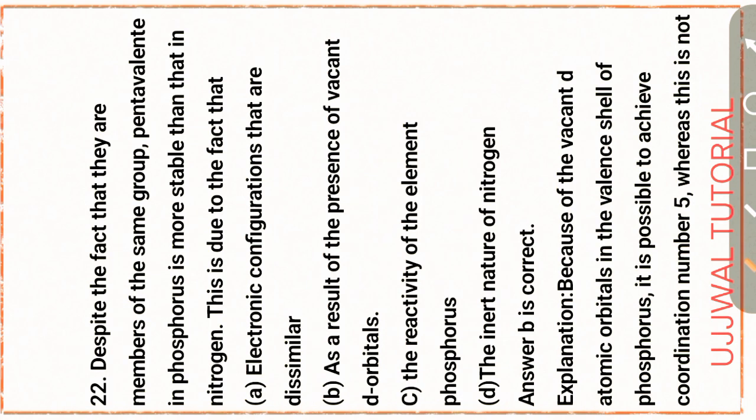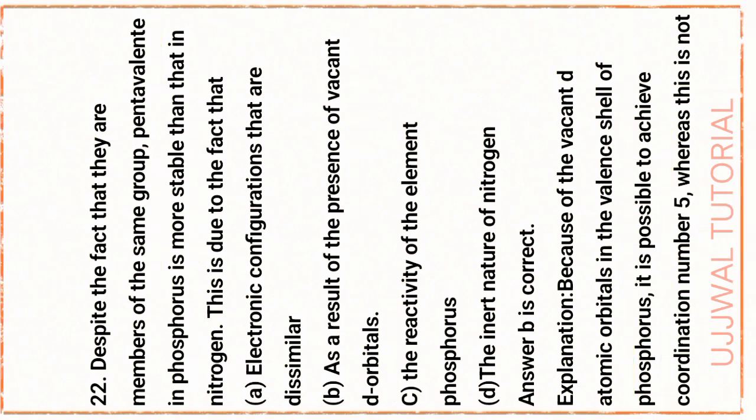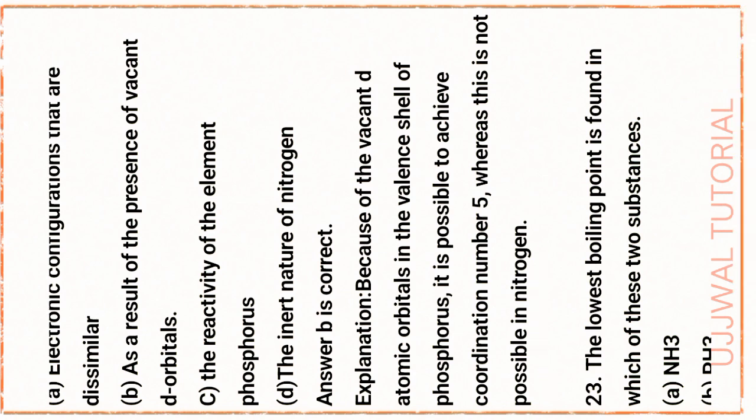Question number 22. The fact that they are members of the same group. Pentavalency in phosphorus is more stable than that in nitrogen. This is the fact. Option B, as a result of the presence of vacant d orbitals in phosphorus but absent in nitrogen. The explanation for this part: the vacant d atomic orbitals in the valence shell of phosphorus make it possible to reach coordination number 5, whereas this is not possible in nitrogen.